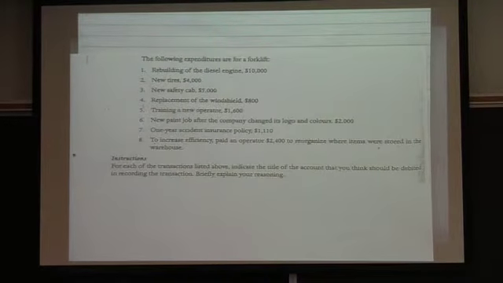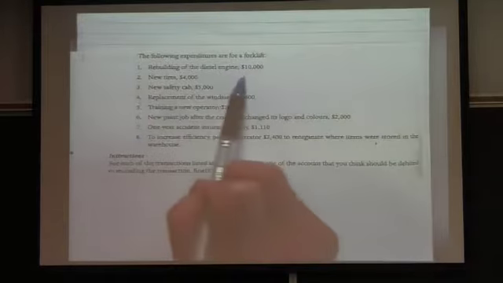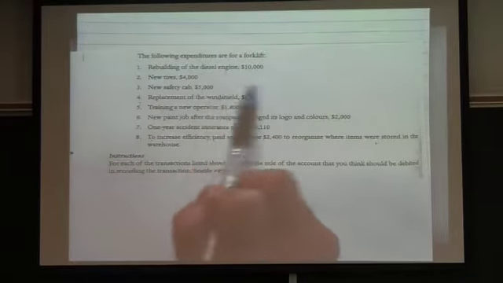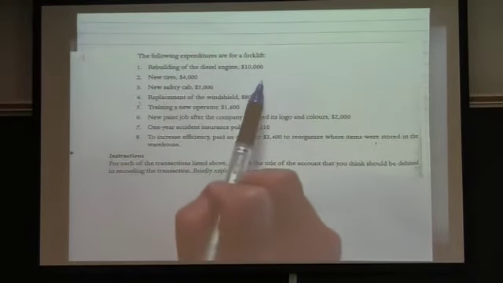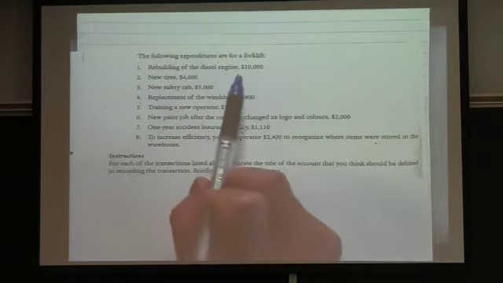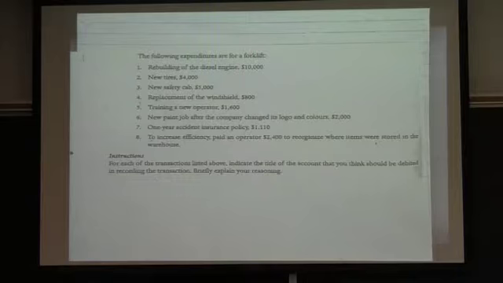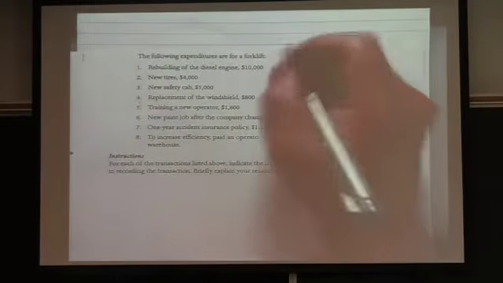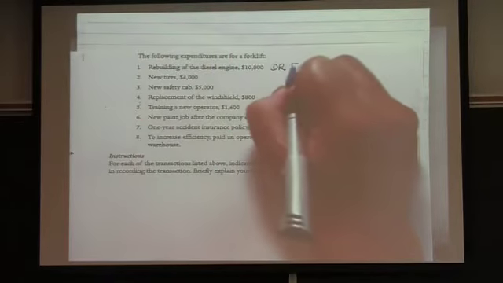So given the fact that we're rebuilding the engine, to me it's an asset, not an expense, because hopefully it will increase its useful life. Or in fact, it would make the asset much more efficient, much more useful by having better equipment. So the answer is it should be debited to the equipment.